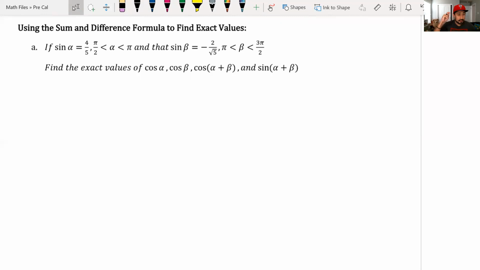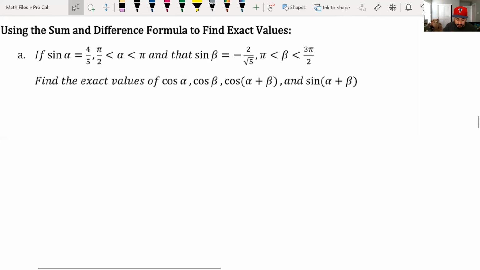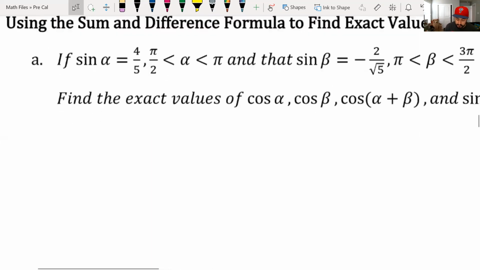Okay, so the first thing we want to do for this example is draw the exact location of where angle alpha and where angle beta is, okay? So let's go ahead and do that. We'll make little unit circles for that.